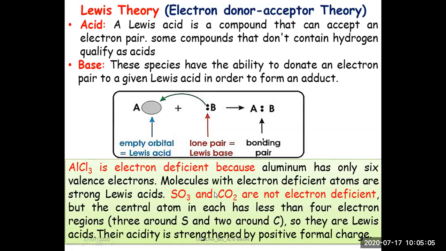Similarly, SO3 and CO2 are not electron deficient, but the central atoms like sulfur and carbon have 4 electrons in the outermost shell. So they can accept electrons, and therefore they become acidic in nature as per Lewis theory of acids and bases. Such compounds we were classifying as neutral as per the 2 theories we had seen before. They can be acids as per Lewis theory, and therefore they are called Lewis acids.